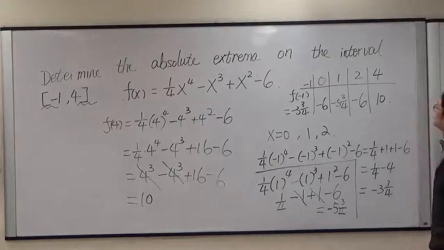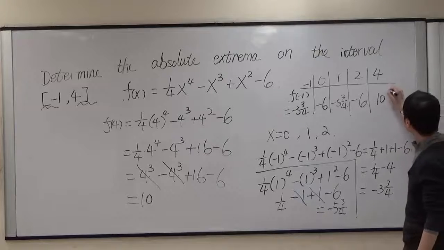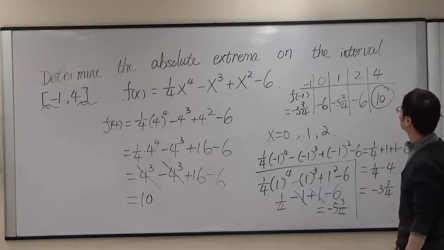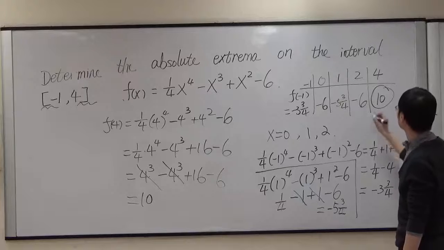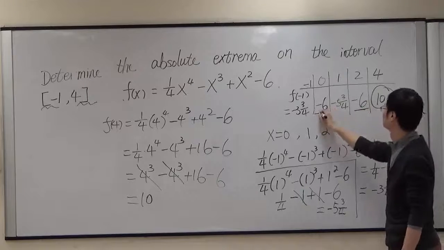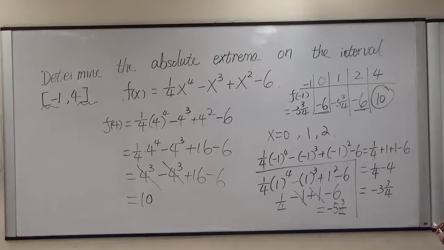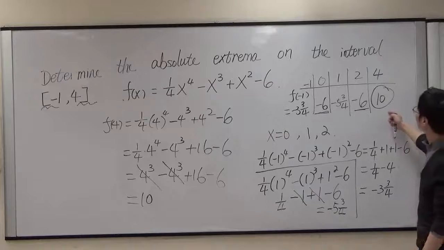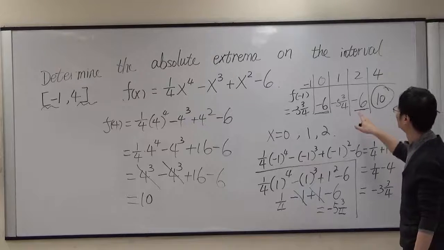Okay, so it's very clear. The largest number we have is 10, and the smallest one we have is negative 6. So the absolute maximum will be 10, and the absolute minimum will be negative 6.